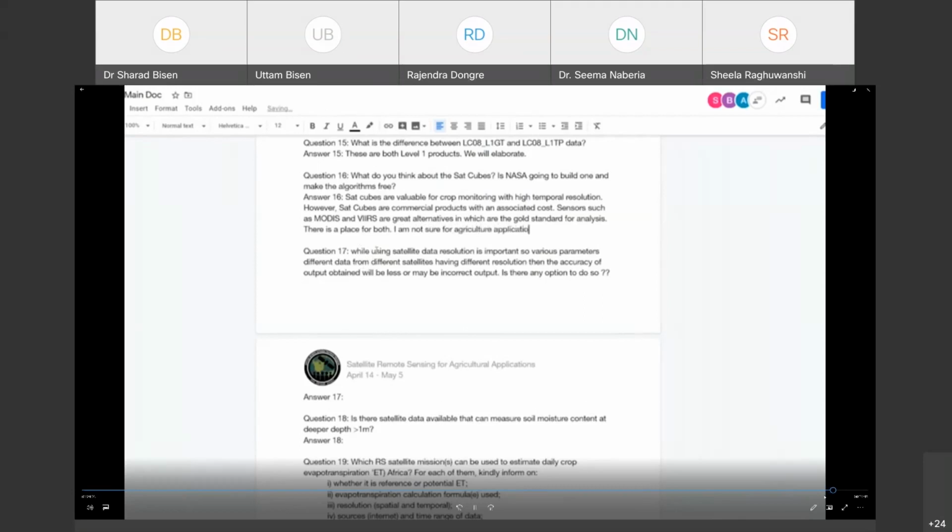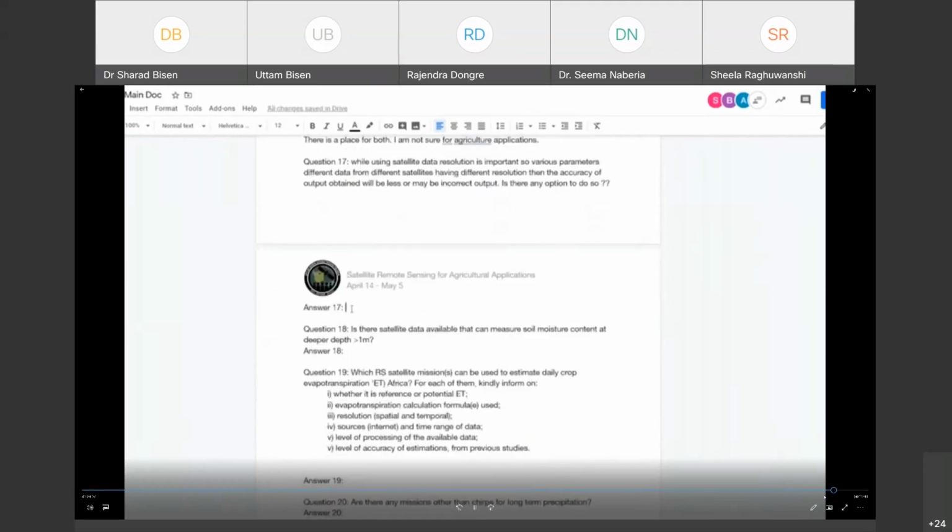Question 17. While using satellite data, resolution is important, so various parameters, different data from different satellites having different resolution, then the accuracy of output obtained will be less or maybe incorrect output. Is there any option to do so?